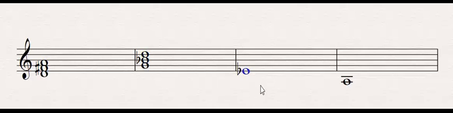Okay, let's try an augmented triad. So we need to do E flat augmented. So we need a major third, E flat to, that's right, G. And then if we put another third on top of that, G to B natural is also a major third. So that gives us our E flat augmented.